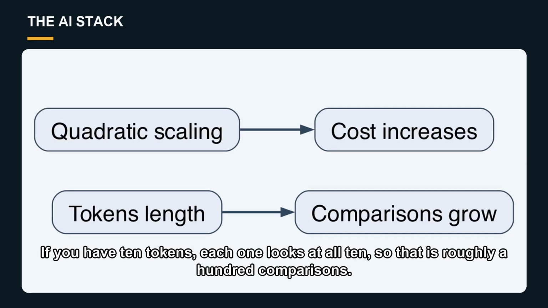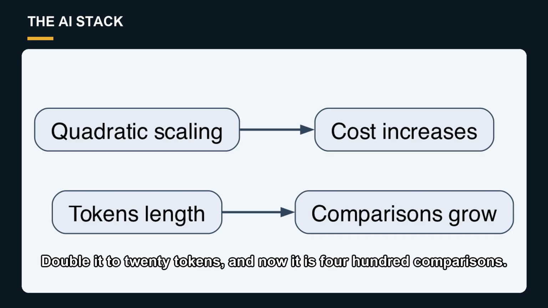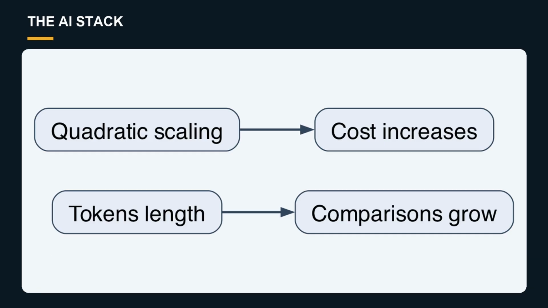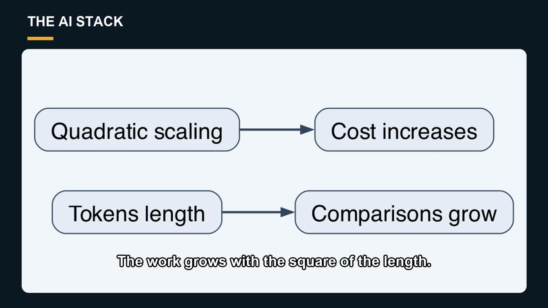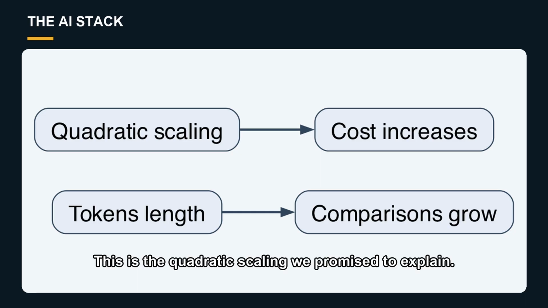If you have 10 tokens, each one looks at all 10, so that is roughly 100 comparisons. Double it to 20 tokens, and now it is 400 comparisons. The work grows with the square of the length. Triple the text, and the work grows about ninefold. This is the quadratic scaling we promised to explain.